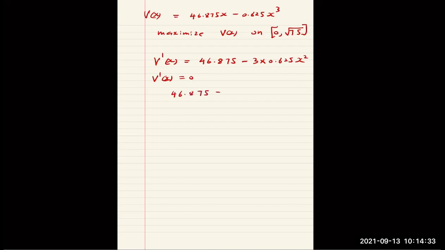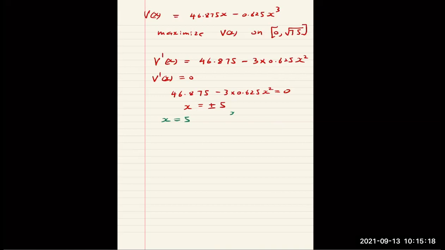If you set that to 0, you get 46.875 minus 3 times 0.625 x squared is equal to 0. From this, you can easily find that x is equal to plus or minus 5. All you do is send this term to the other side and divide both sides by this expression to find your x squared, and then take the square root. That will give you x is equal to plus or minus 5. But minus 5 is out of the question. Minus 5 is not in this interval. We are interested in x values in this interval. So our x value is x equal to 5.